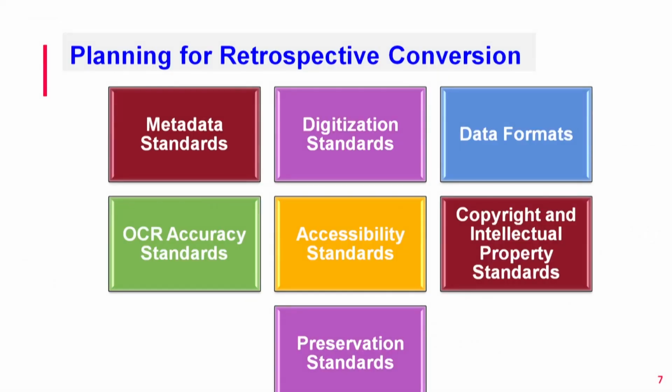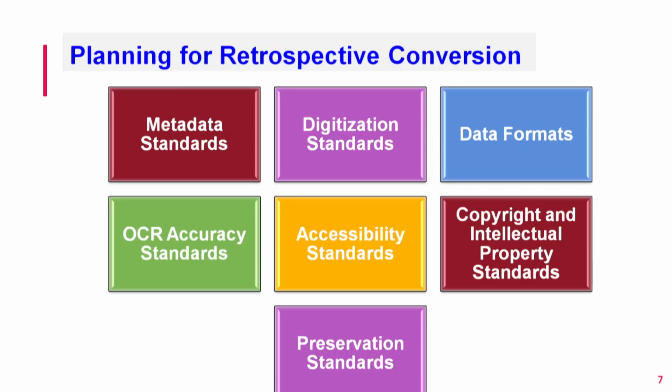When we talk about standards, standards can be in different categories. There are different types of standards available under different categories. So what are those categories? We will discuss them first, then we will go to the standards available. When you are planning for retrospective conversion, the standards also have to be planned. So what are the standards available, and what are the categories of standards?